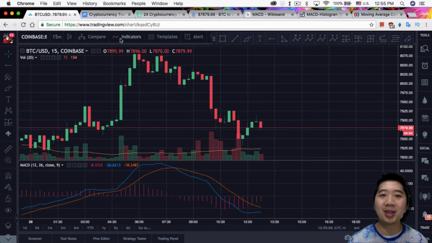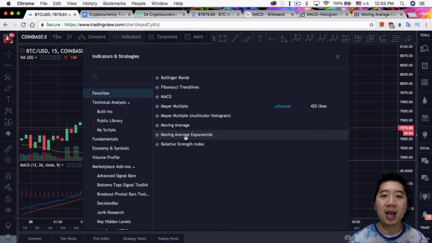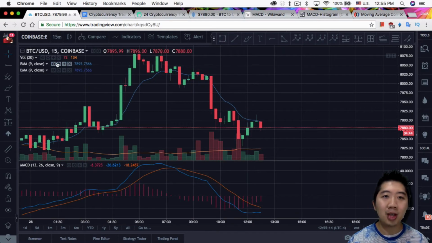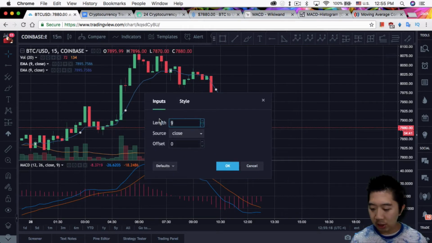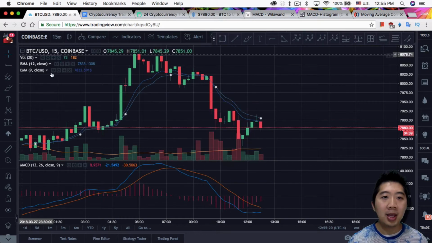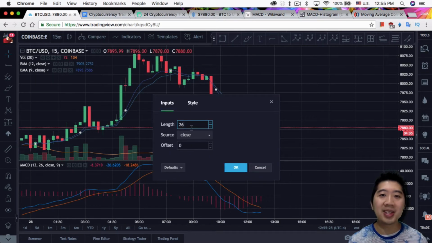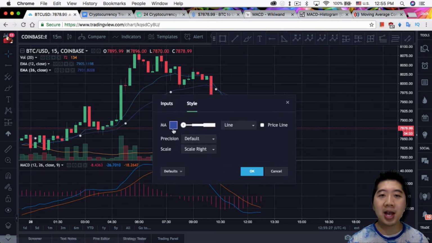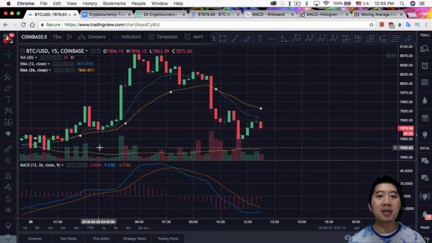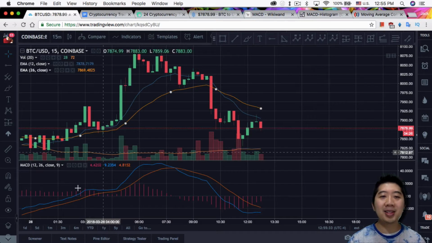I'll go to indicators, select two exponential moving averages, 1 and 2, and then change it so that this one is now the 12, and this one is now the 26. And obviously I'll change the style so that it matches the color I have here. So okay, that's it. I'm done. Now I have it plotted. I don't need this anymore on the bottom.